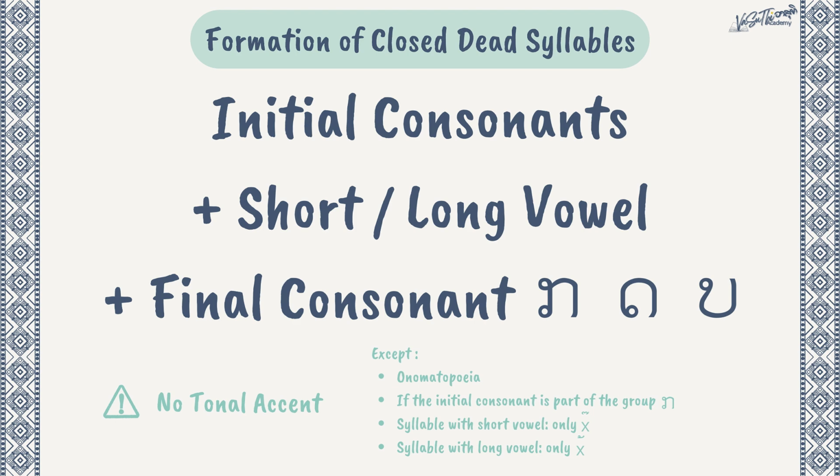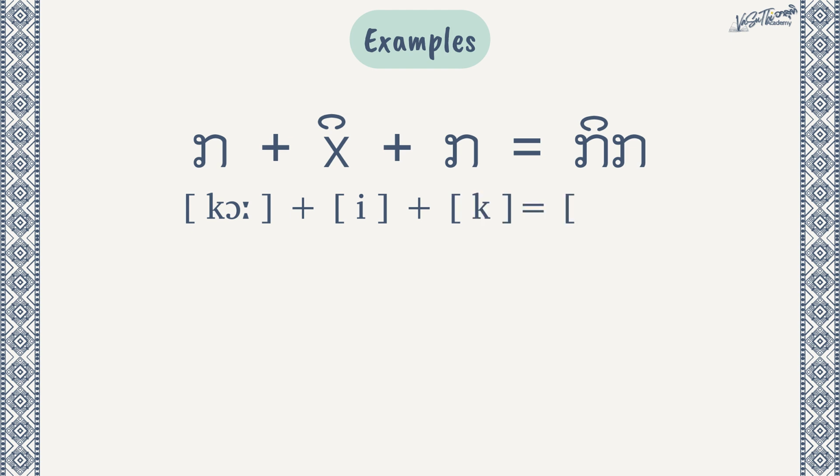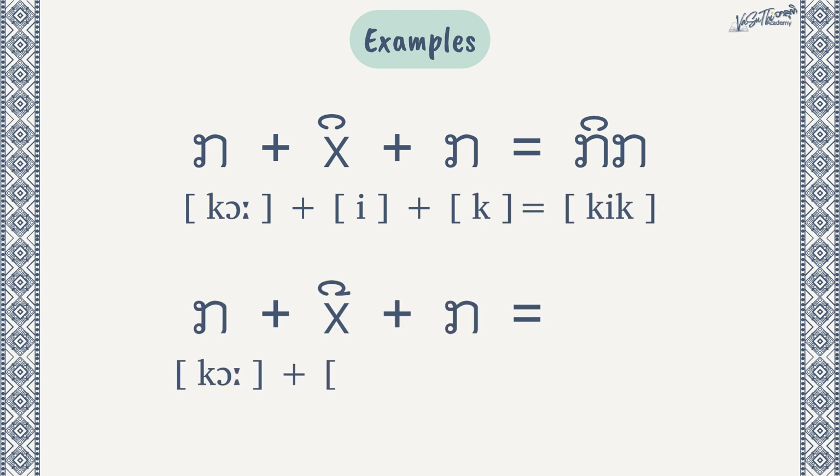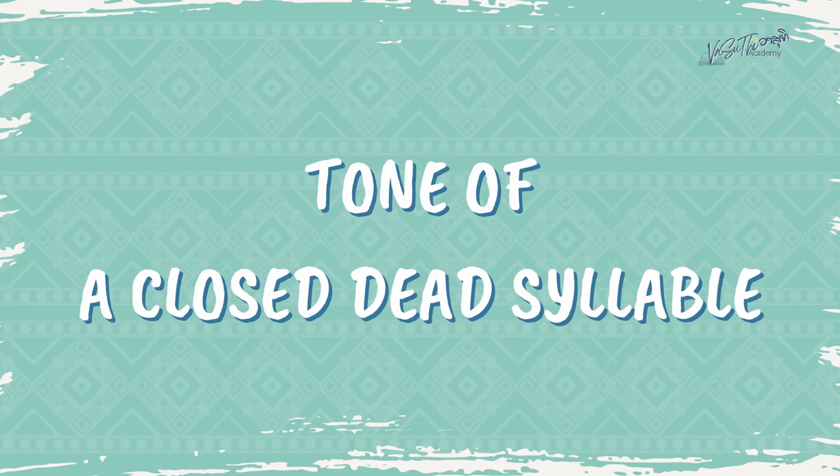If its vowel is short, it will only accept accent 3. ไม่ตี And if its vowel is long, it will then only accept accent 2. ไม่จัตวา For example, กออิกคิกคิกกออีกกีกกีก The tone of a closed dead syllable.